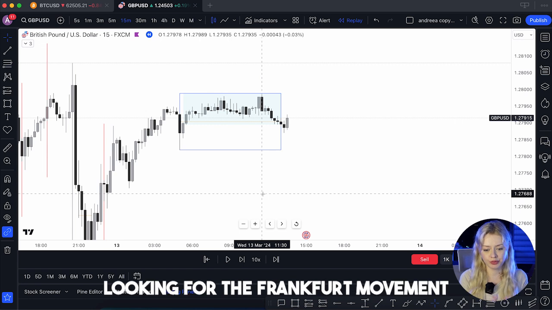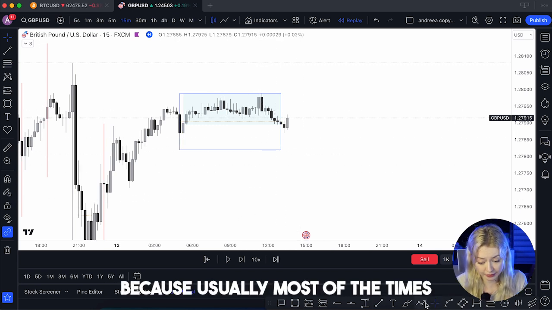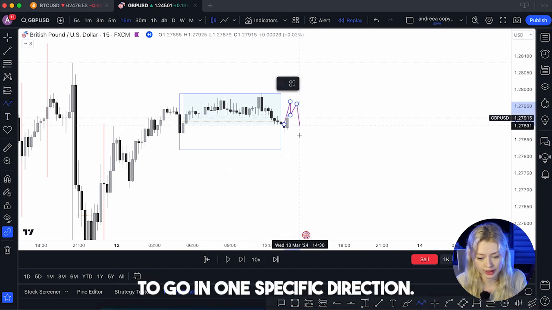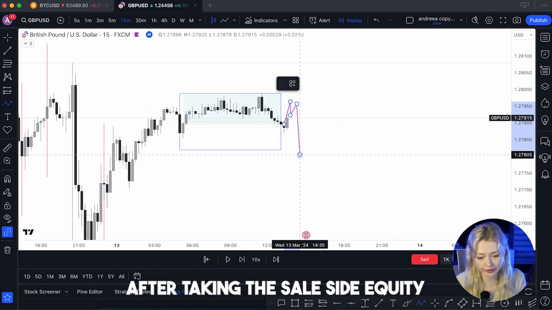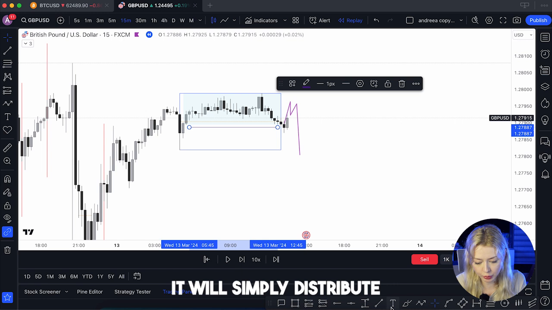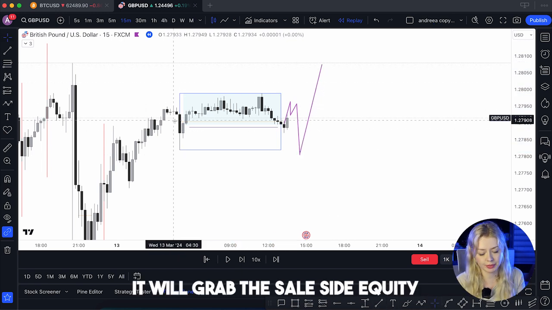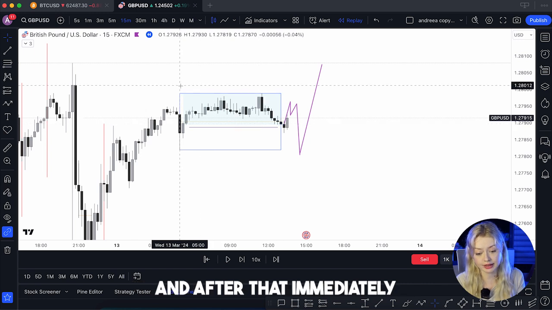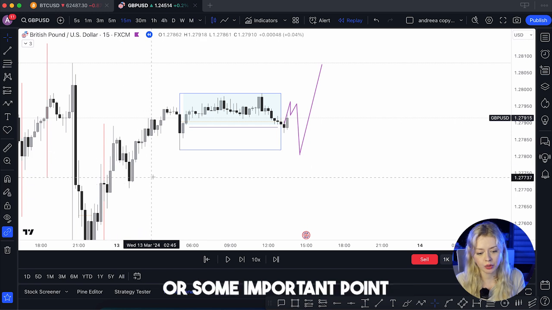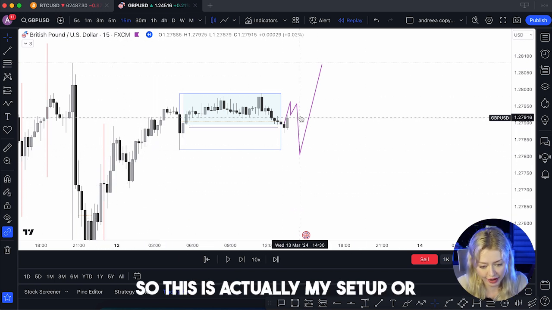After that, I'm looking for the Frankfurt movement and then the London movement, because usually, like most of the times, what is going to happen is for Frankfurt and London to go in one specific direction, and then after taking the sell side liquidity, I will give you an example with sell side liquidity first, it will simply distribute in the other direction. So first of all, it will grab the sell side liquidity, and after that immediately the buy side liquidity, stopping in a POI, in an imbalance area, or some important point that happened in the left. So this is actually my setup.